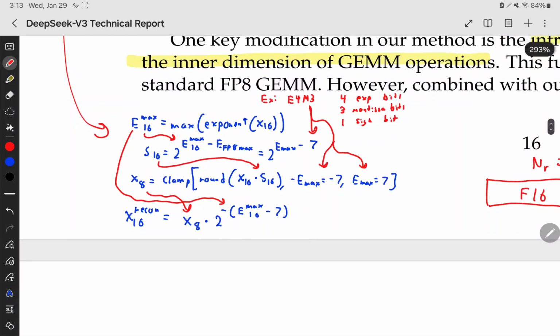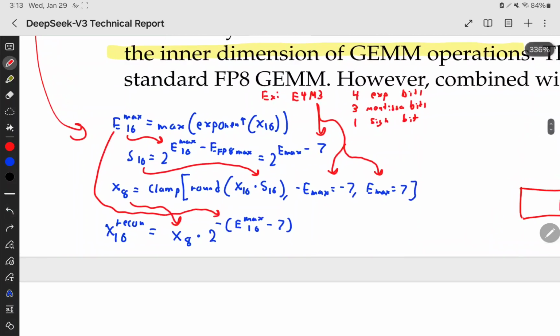So how do you do that? This is using the maximum algorithm. And the way you do that is, let's take our floating point 16, let's get the exponent of it, and let's take the max exponent. Your floating point number is represented by the exponent and the mantissa, and you just take that exponent and you take the maximum exponent. And that's what we're going to store.